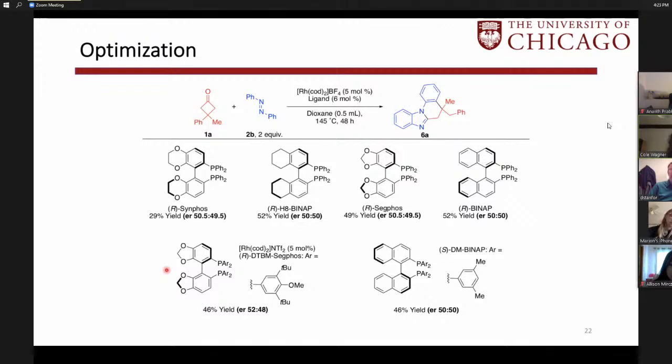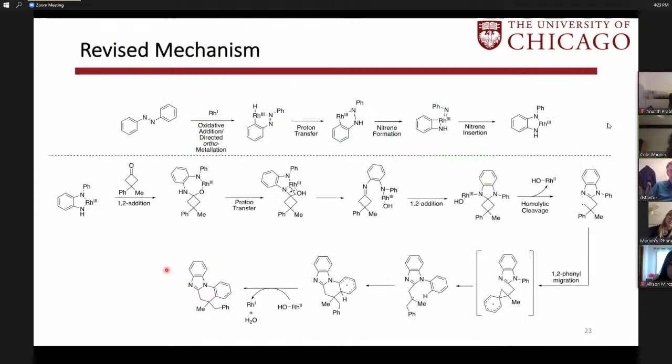So this kind of led us to revise our mechanism for what could be happening, since if the rhodium is acting as we had proposed it was, if it has a chiral ligand on it, it should definitely be giving us at least some enantioselectivity. So we proposed that it may not be a strictly organometallic mechanism, but rather a radical one, which would explain the lack of enantioselectivity.